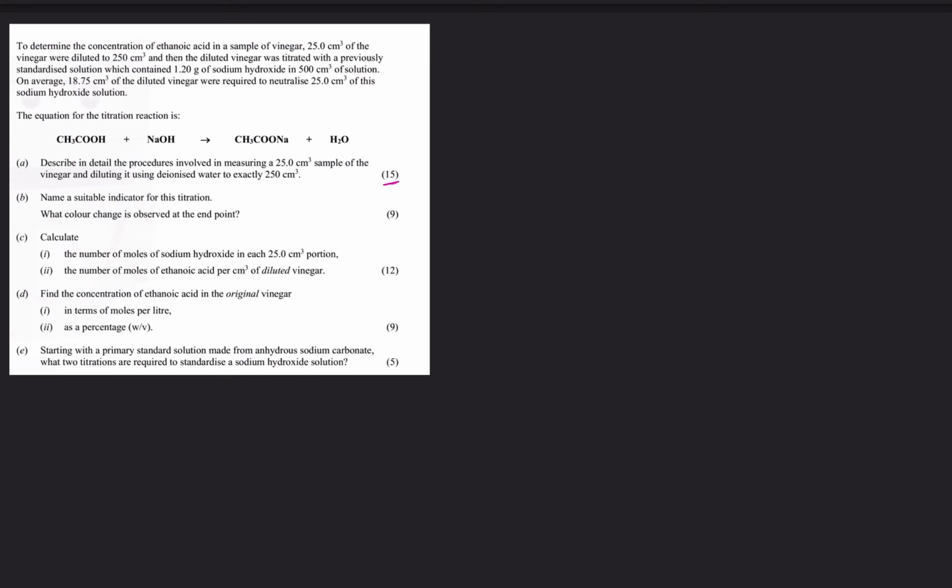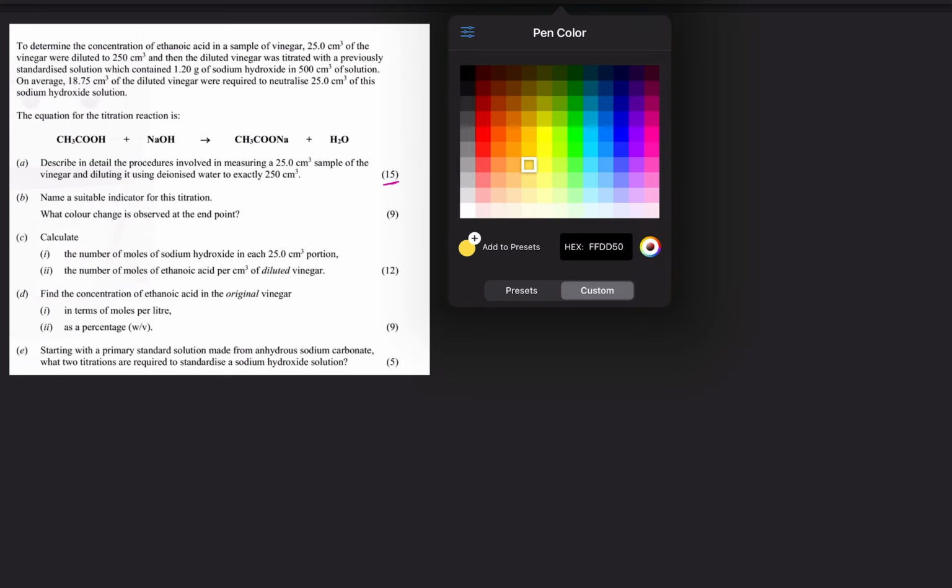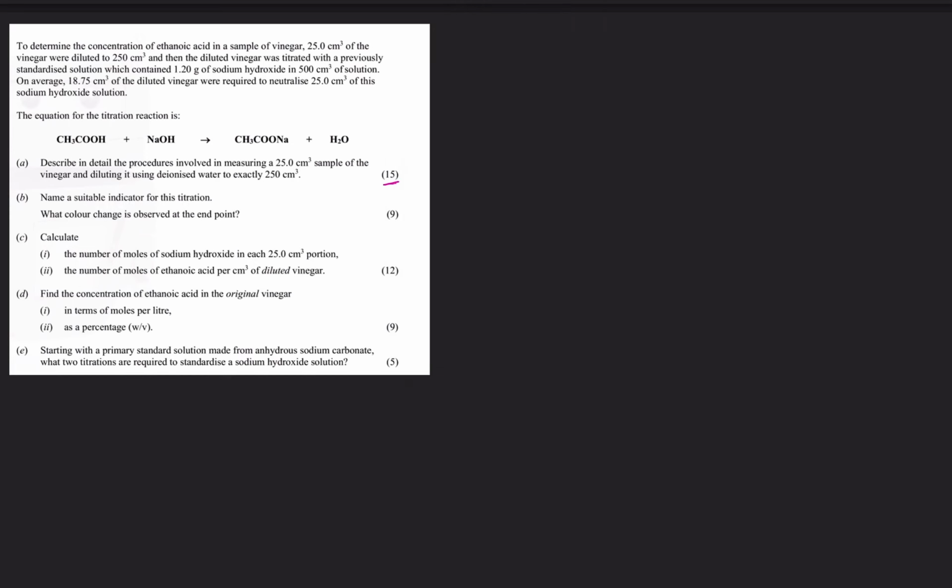Okay, so let's take a look at the important questions again. We can just highlight them. Now we have to determine the concentration of ethanoic acid in a sample of vinegar. 25 centimetres cubed of vinegar was diluted to 250. So we're taking a concentrated amount of the liquid and diluting it to 250. It was titrated against 1.2 grams of sodium hydroxide in 500 centimetres cubed. That's your average titre. And this is the amount of base that is in our titration.